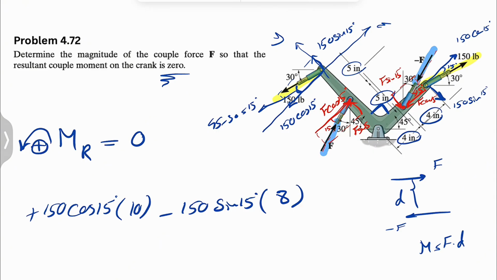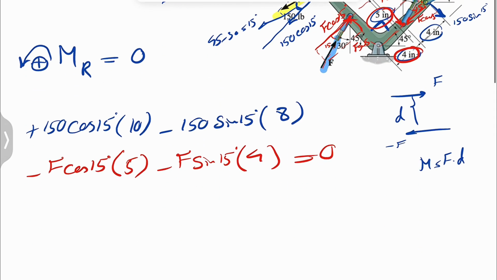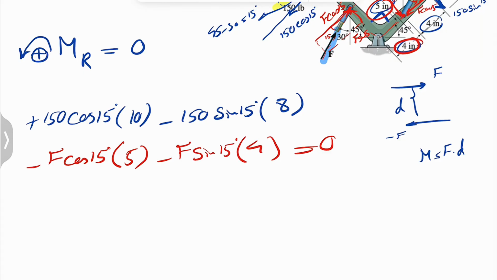Alright, so let's just figure out the direction. So the F cosine of 15, the direction is going to be clockwise. So negative F cosine of 15, and the distance would be the vertical distance, which is 5. And the next one is going to be this one, also clockwise. So negative F sine of 15 degrees, and the distance would be this 4 here. And this is going to be equal to 0. And we have one equation, one unknown. So we should be able to find F.